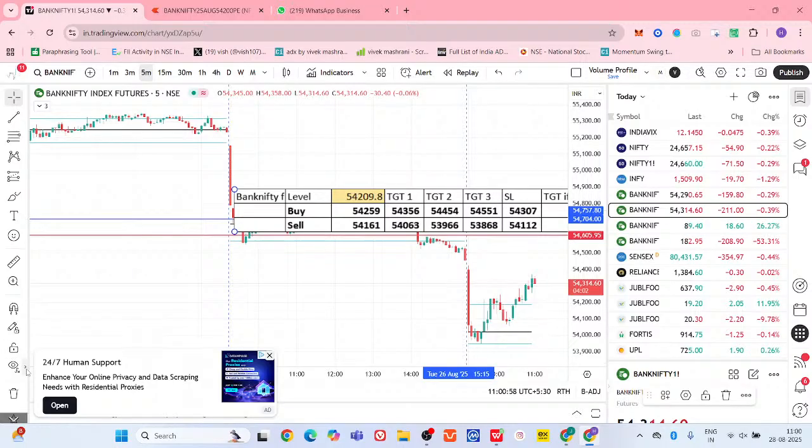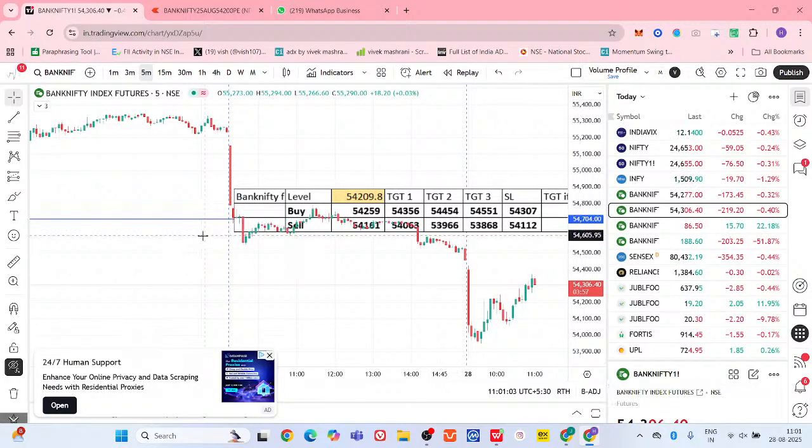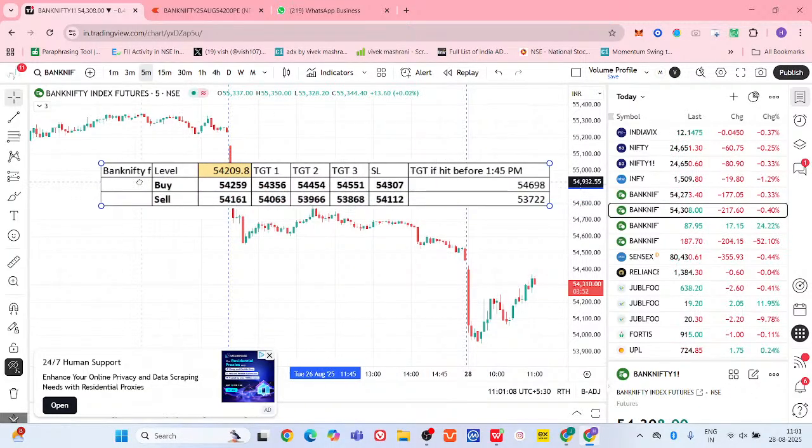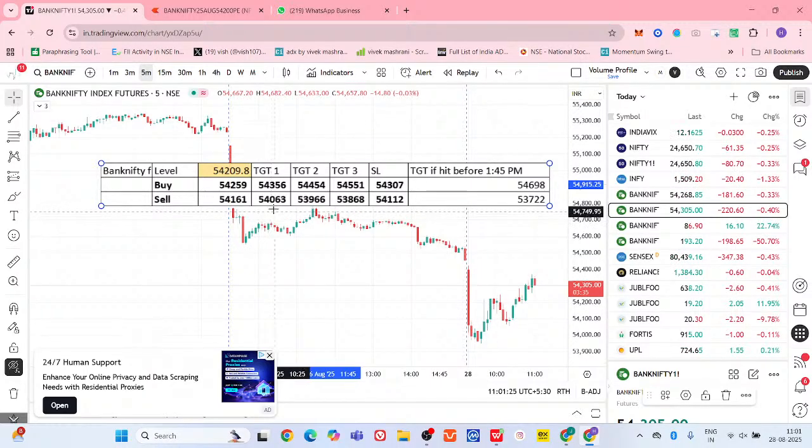So let me remove all these drawings. Okay, let me remove this also. So this is the 10 o'clock level. If I take the 5-minute candle, then selling, right? This is the 10 a.m. candle. 356 is the first target.